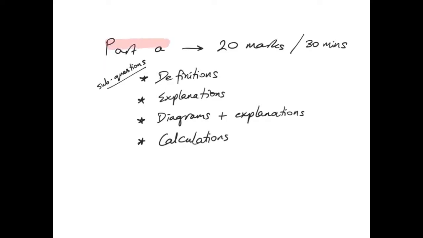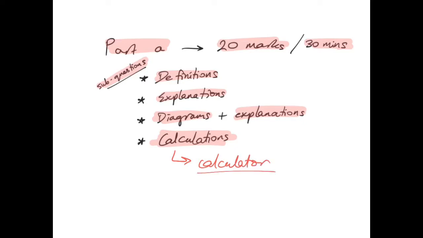Now, once again, part A is a total of 20 marks, and you should spend about 30 minutes on it. It will include about 7 or 8 sub-questions where you might be asked to write definitions of key terms, like define so-and-so. Maybe write a short explanation. Maybe a 4-mark question where you have to draw a diagram and explain that diagram and use it to illustrate a concept. And there will definitely be lots of calculation questions, okay? Calculate so-and-so, calculate so-and-so. You are allowed a calculator for this paper.